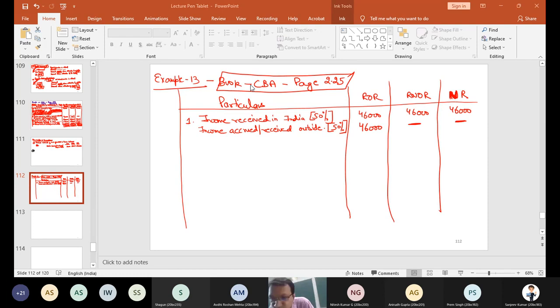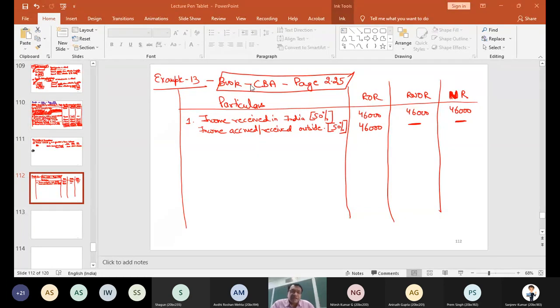Those who have understood this point, they can raise their hands, so that I get an idea how you will proceed in such questions and whether you have understood these points or not. 50% income is clearly received in India, so taxable. By default, it means 50% is outside India. But just because income is received as well as accrued outside India, I cannot take the decision till I first make sure that income is not deemed to accrue or arise in India.